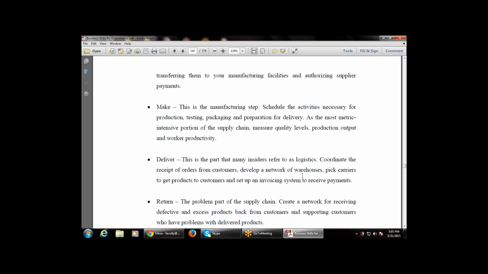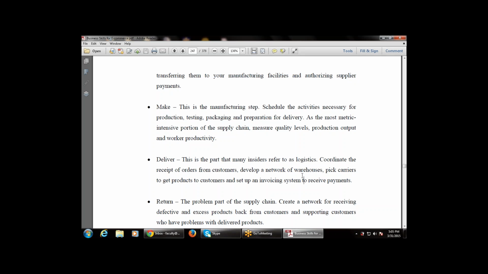This is the part that most of the insiders refer to as logistics. So coordinate the receipt of orders from the customer. That is, coordinate with the customers, get the receipt of the order from the customers, develop a network of warehouses, that is, develop storage, pick the carriers to get the products to the customer and set up an invoicing system to receive the payments. That is, deliver the products, set up the payments, satisfy the customers and have a mode to get the payment from the customer. Now next is return.